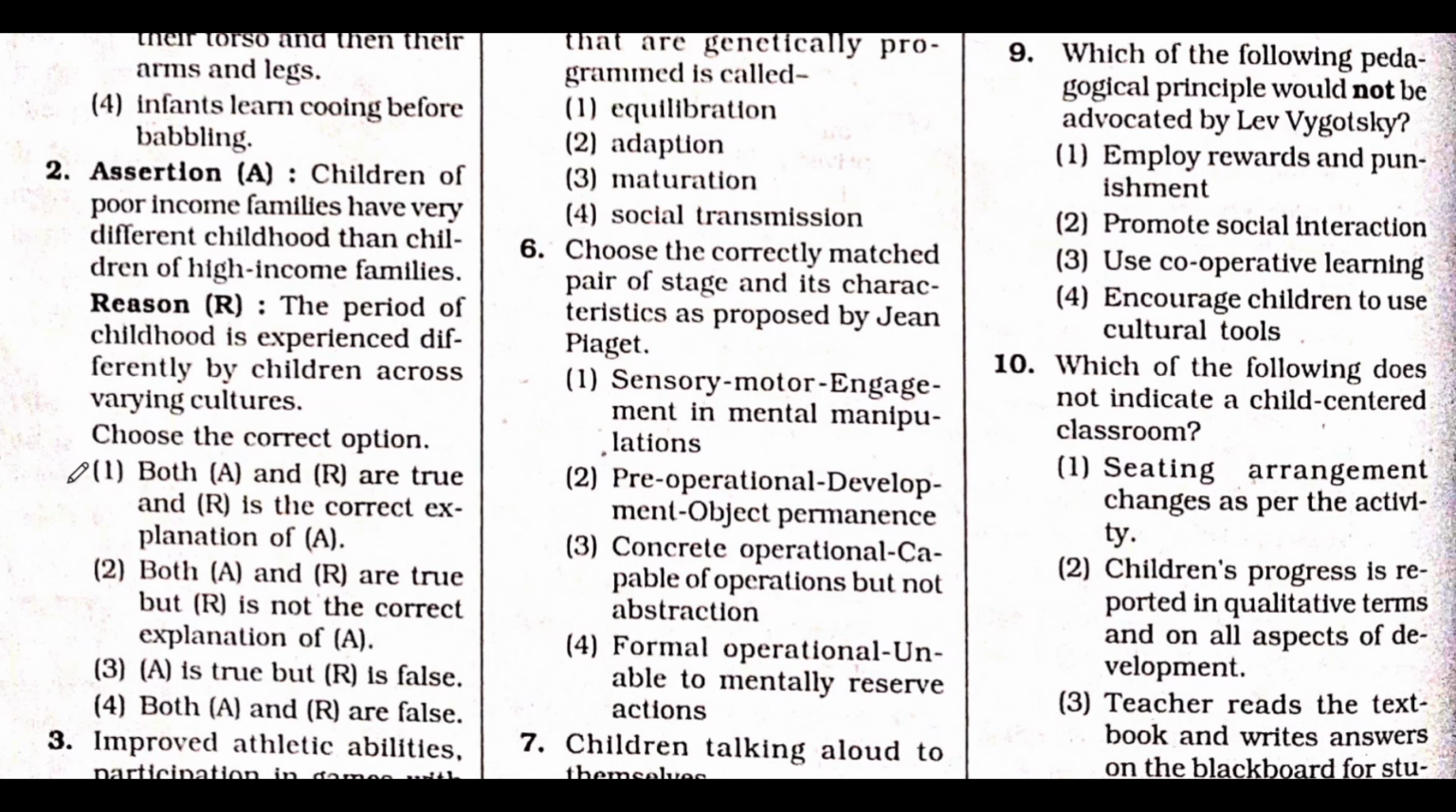Here the correct answer is option 1, which means both A and R are true and R is the correct explanation of A. So what does it say? It says that children of poor families have a very different childhood than children from rich or well-to-do families. Why? Because cultural background gives children a sense of recognition, it tells them who they actually are.